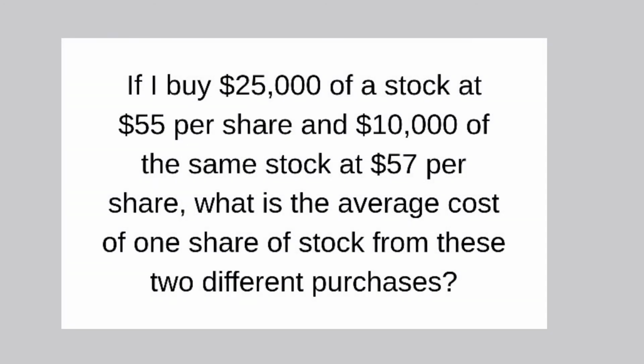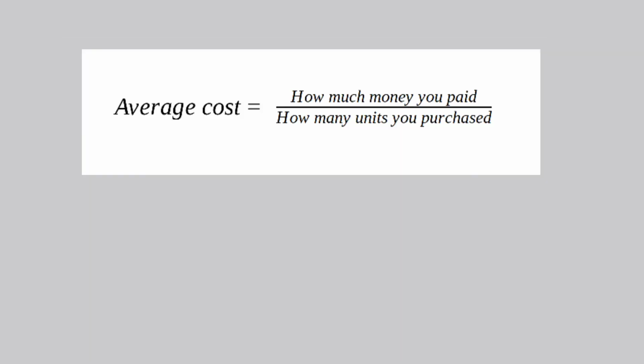The question is, if I buy $25,000 of a stock at $55 per share and $10,000 of the same stock at $57 per share, what is the average cost of one share of stock from these two different purchases? And as you may know, the general formula for figuring out the average cost of something comes down to dividing how much money you paid by how many units you purchased.